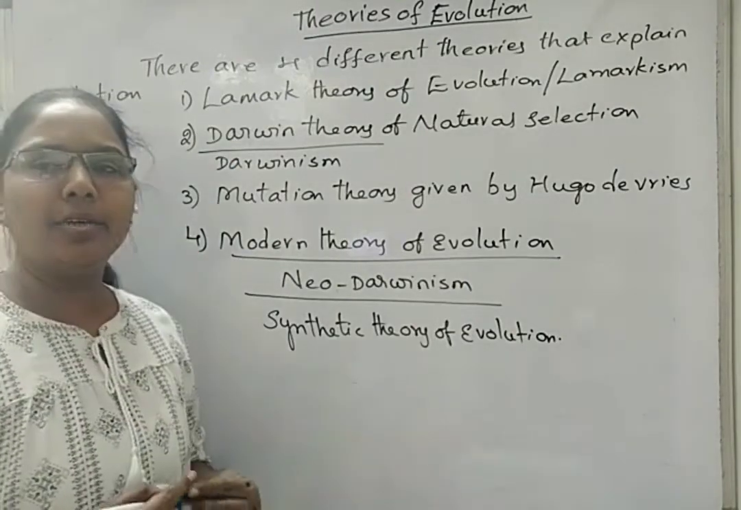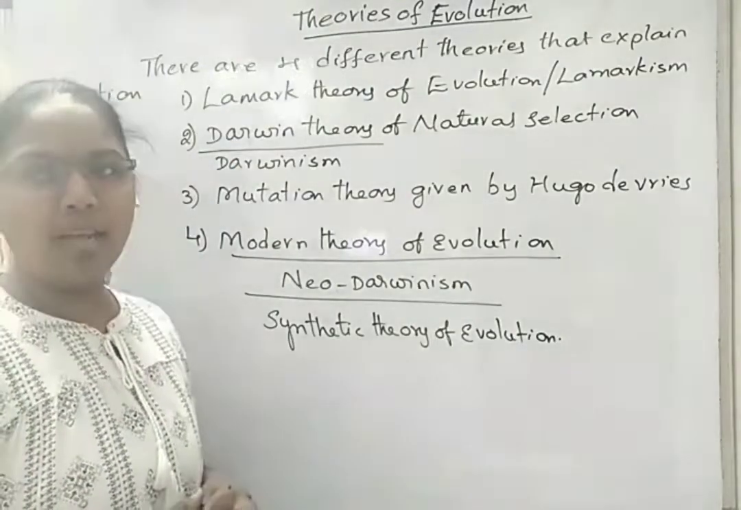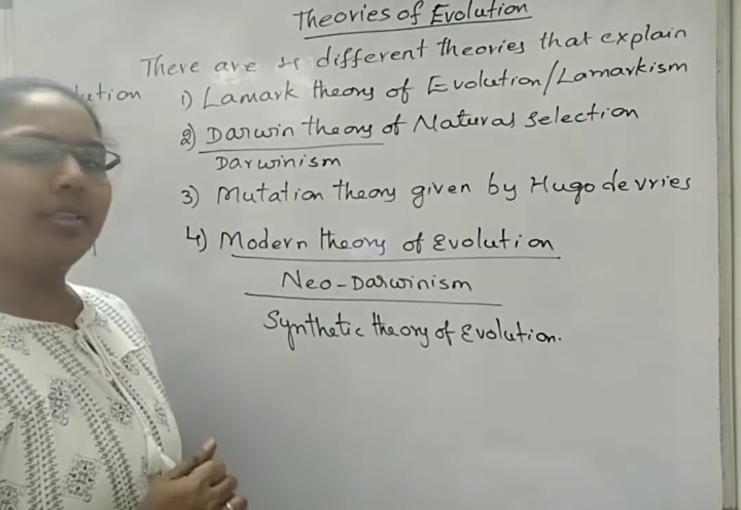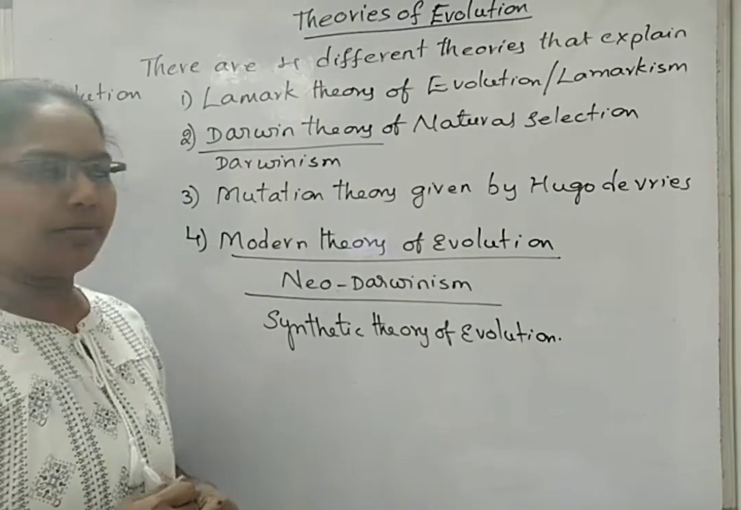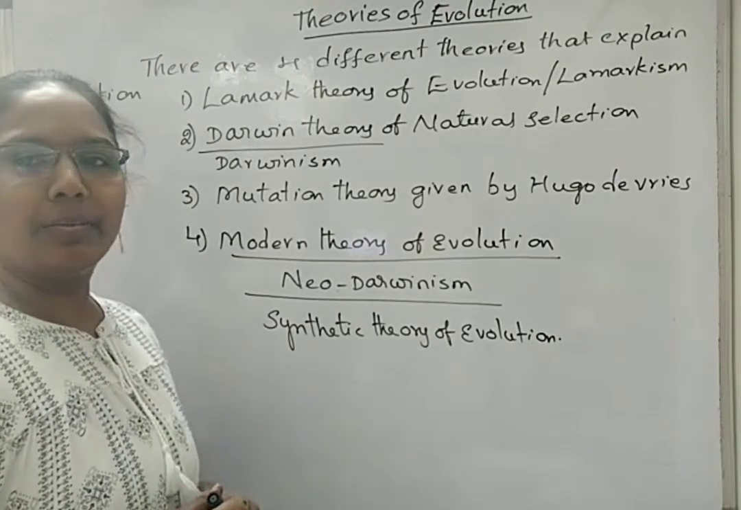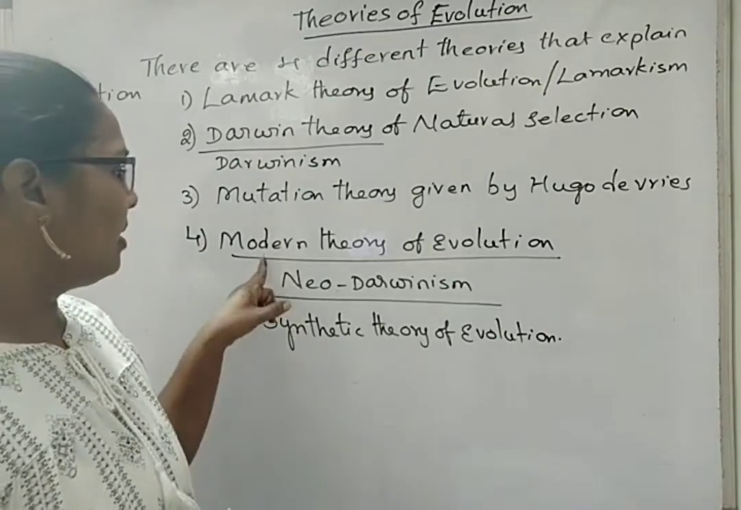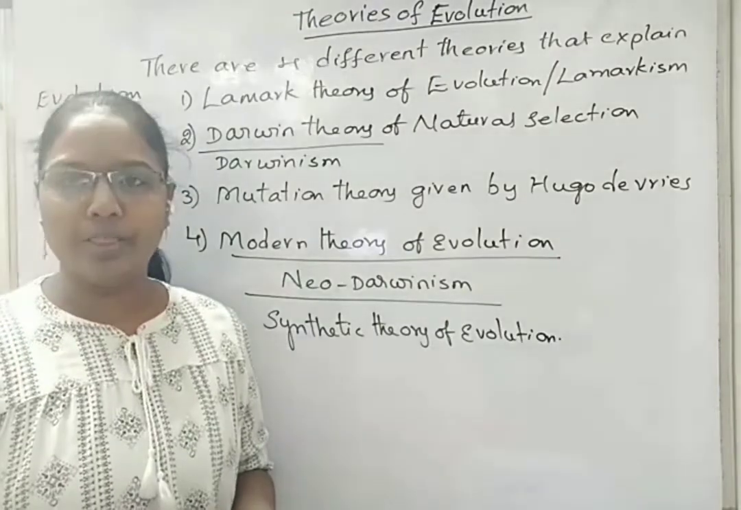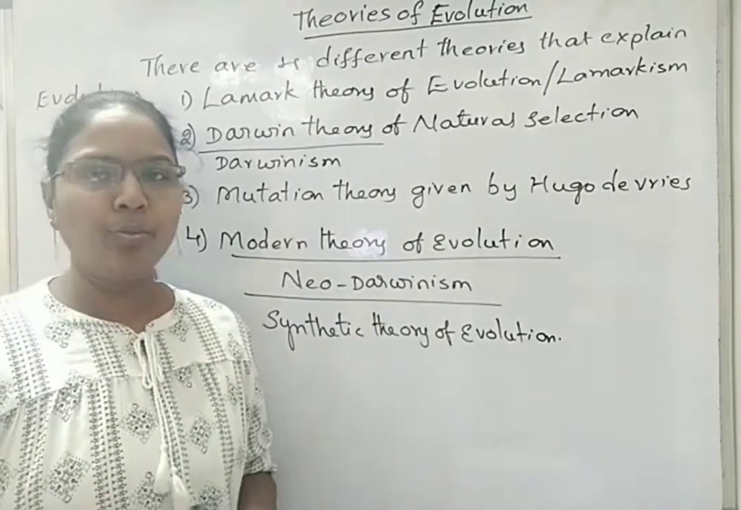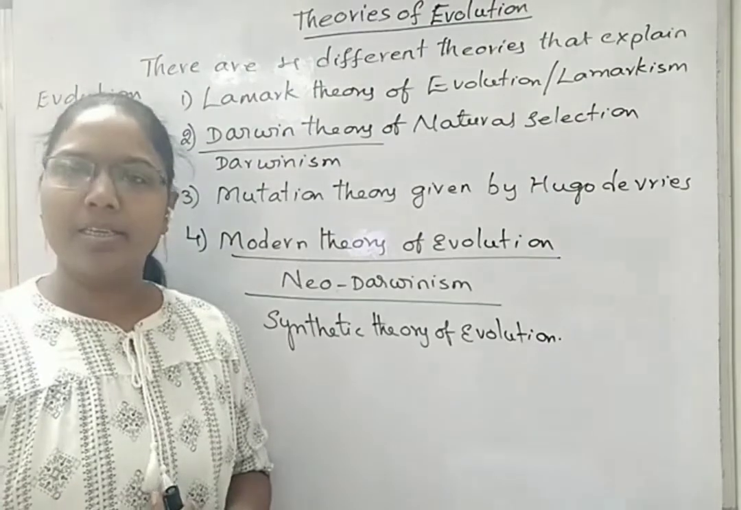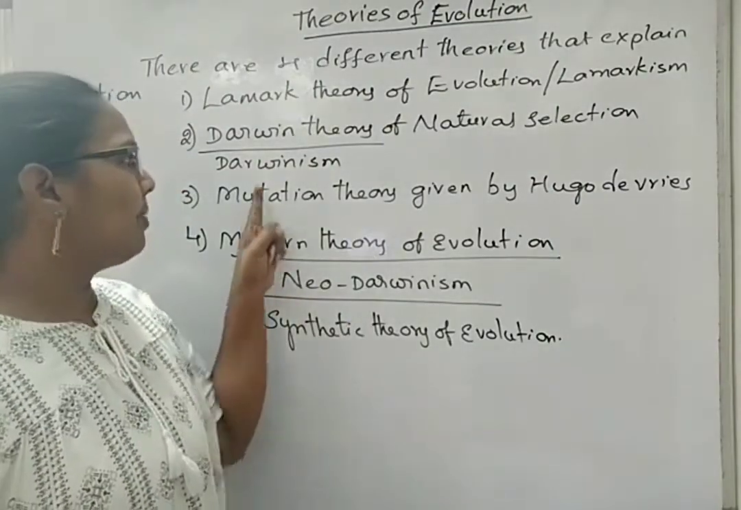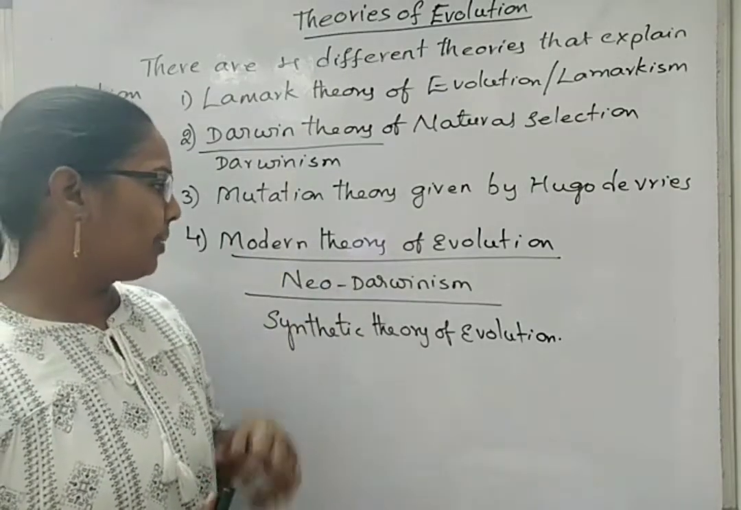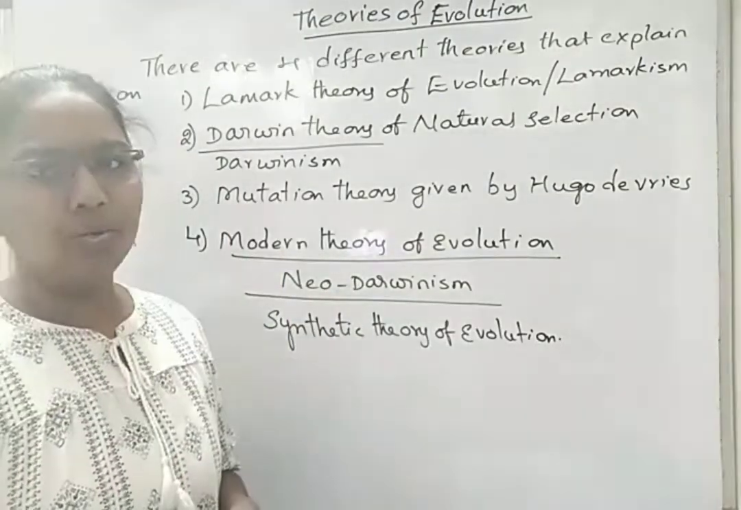Lamarckism or Lamarck theory of evolution is given by Jean-Baptiste Lamarck. Next, Darwin theory of natural selection is given by Darwin, and mutation theory is given by Hugo de Vries. This modern theory of evolution or neo-Darwinism or synthetic theory of evolution is given by a group of scientists who have done research on Darwinism, Lamarckism and mutation theory. Later, the new concept, modern theory of evolution, was given.